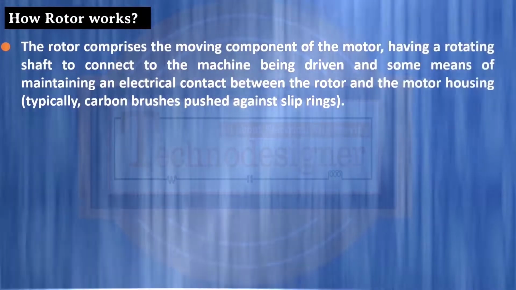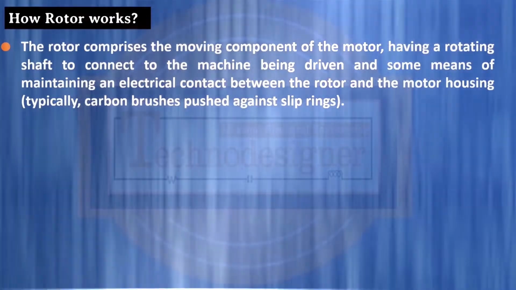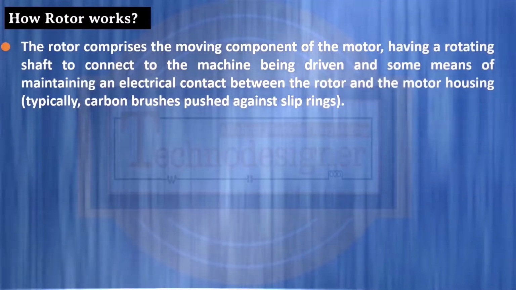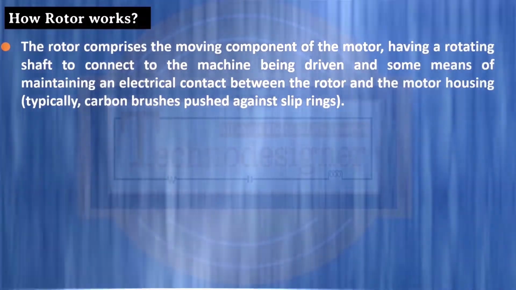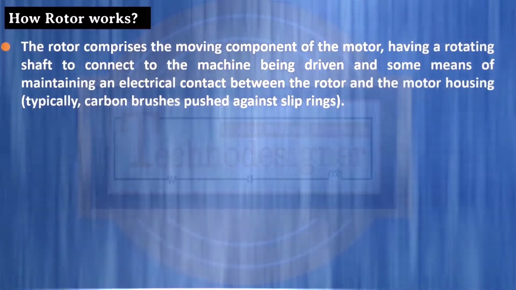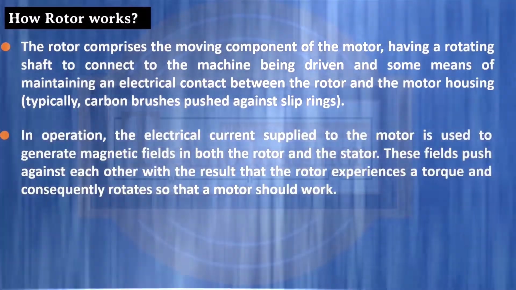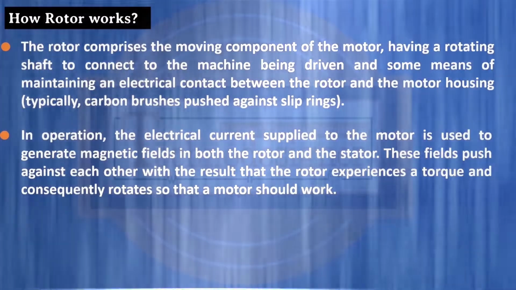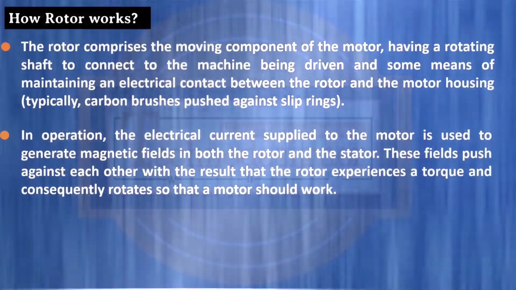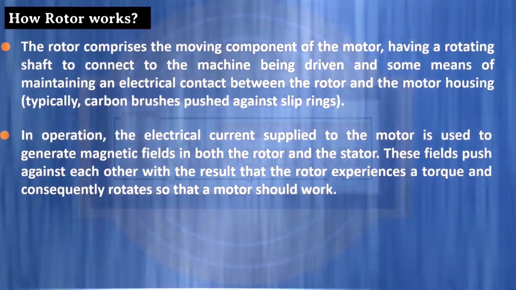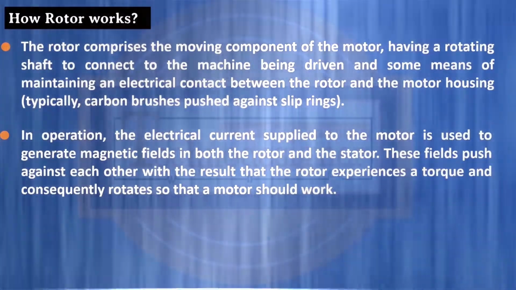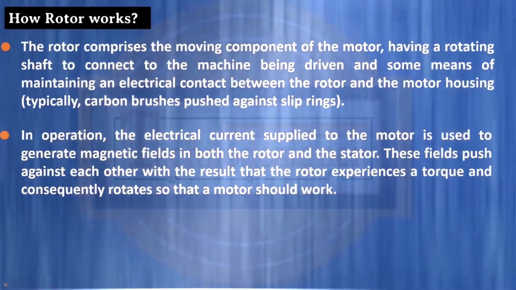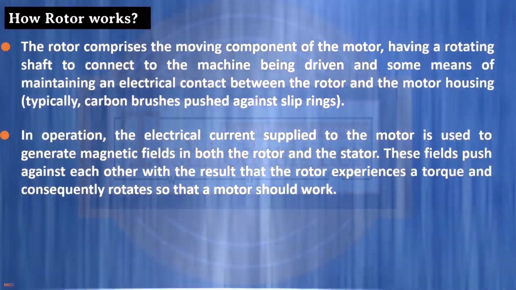How the rotator works. The rotator comprises the moving component of the motor, having a rotating shaft to connect to the machine being driven and some means of maintaining an electric contact between the rotator and the motor housing, typically carbon brushes pushed against slip rings. In operation, the electric current supplied to the motor is used to generate magnetic fields in both the rotator and the stator. These fields push against each other, with the result that the rotator experiences a torque and consequently rotates, so that a motor works.